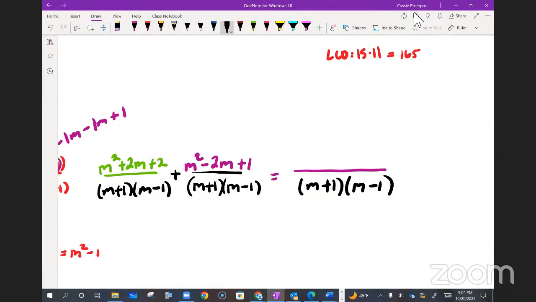And I continue. So are there any like pieces? Why, yes, there are. M squared and m squared would combine to be 2m squared, 2m and negative 2m, well, that combines to be 0, so that cancels. And then 2 and 1 would add up to be 3.